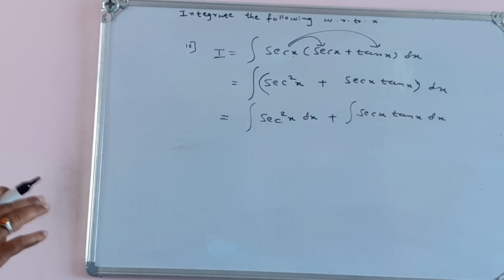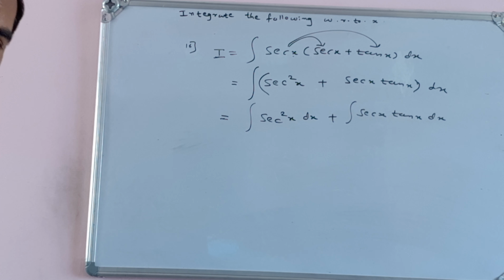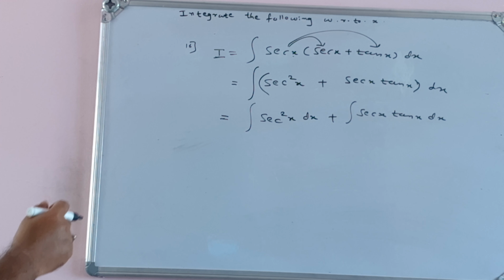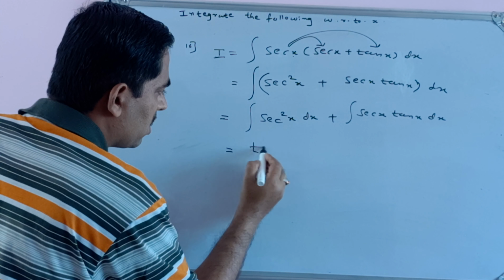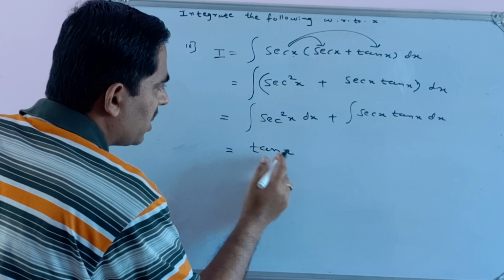Okay, we have listed 16 very important formulas. So one of those formulas we can make use of. See, the first term is integration of secant square x. What is the integration of secant square x? Directly you can write it. Integration of secant square x is tan x.